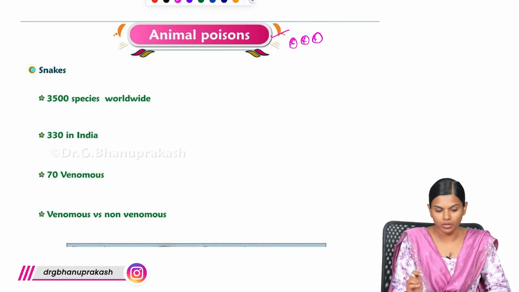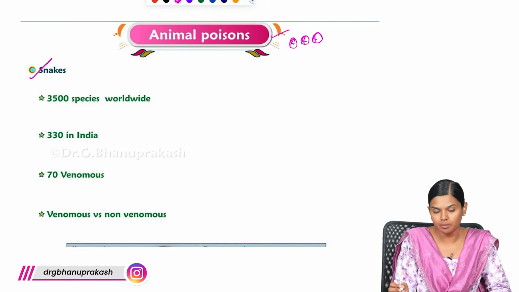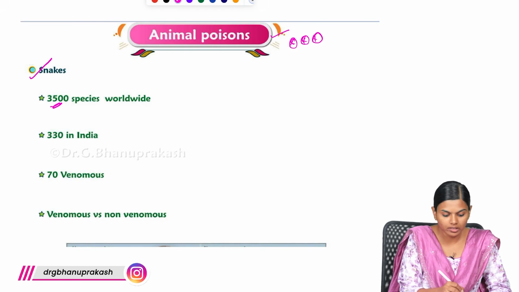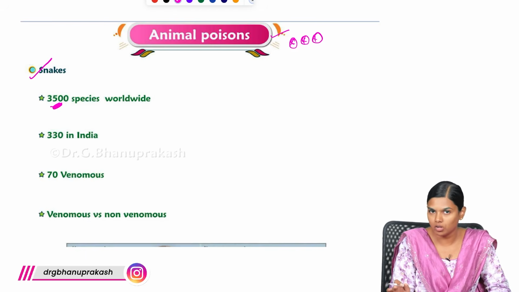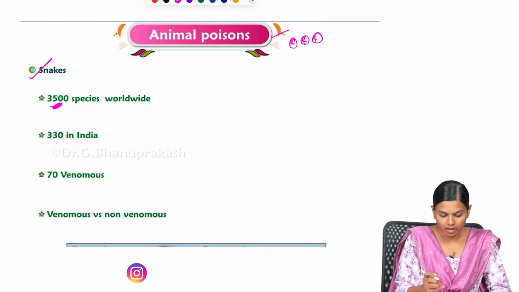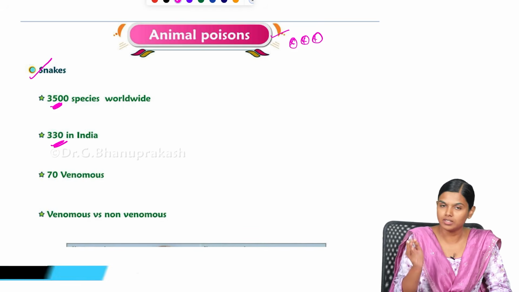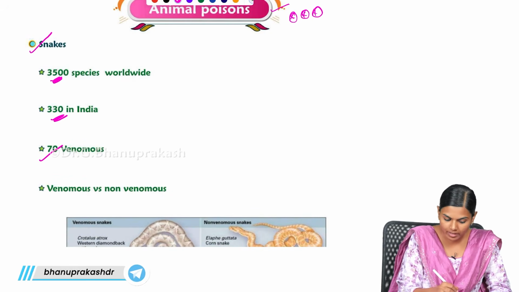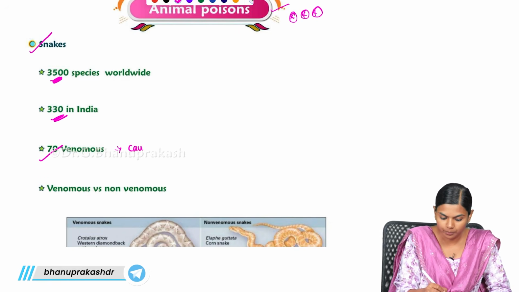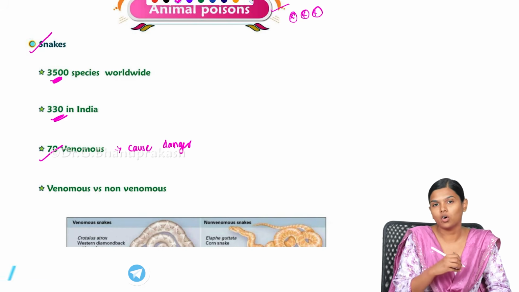So in animal poisoning, we are starting with snake bite. There are around 3500 species of snakes all over the world, and amongst these we have only 330 species in India, and amongst these 330 only 70 are venomous, only those 70 can actually cause danger. All others are non-venomous.